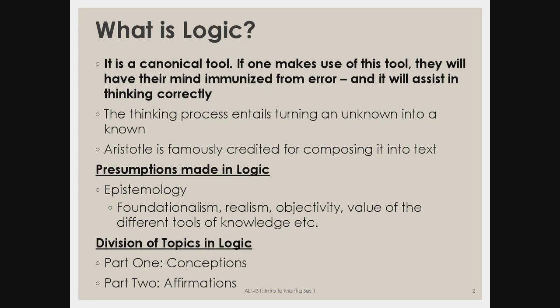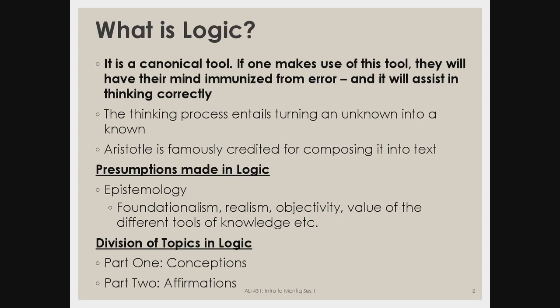Then you have the value of different tools of knowledge. Sometimes we acquire knowledge from the intellect, sometimes we use our senses, sometimes we use experimentation. What is the value of each of these? Is the knowledge derived from the intellect greater than the knowledge derived from scientific experimentation? These types of questions are all discussed and determined in epistemology, and some of these become the basis of some presumptions that you make within logic.